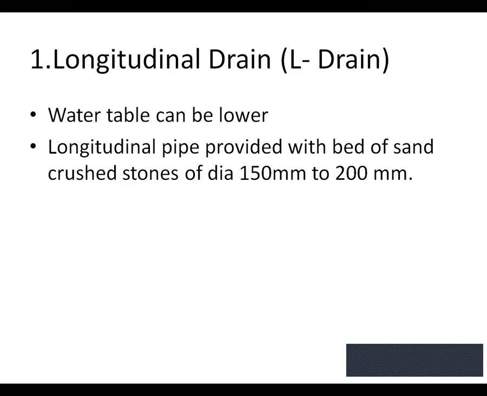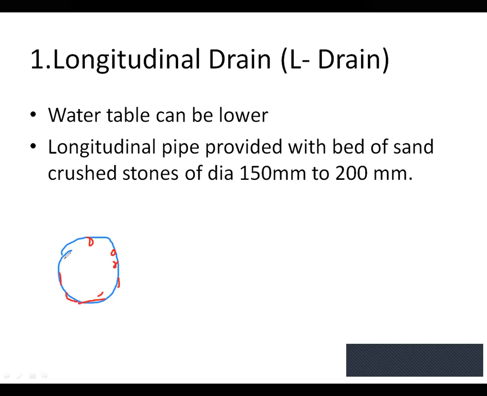Then longitudinal drain pipes are placed with open joints butting against each other and laid on a bed of sand, crushed stone, etc. The diameter of an L drain pipe varies from 150 mm to 200 mm. Here they are saying that these are perforated pipes. What is meant by a perforated pipe? A pipe with holes.